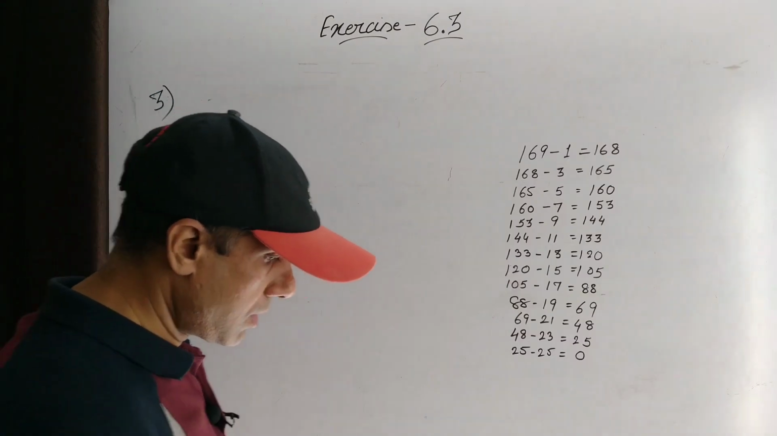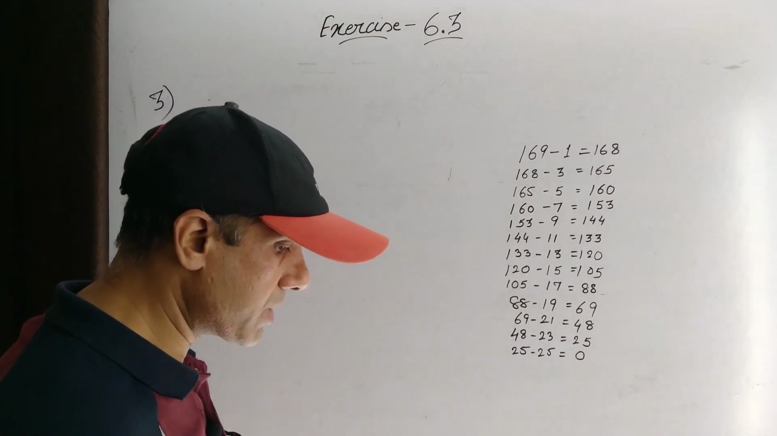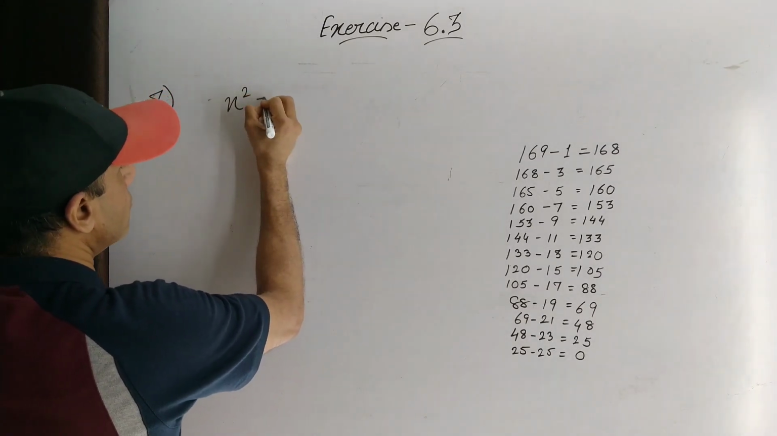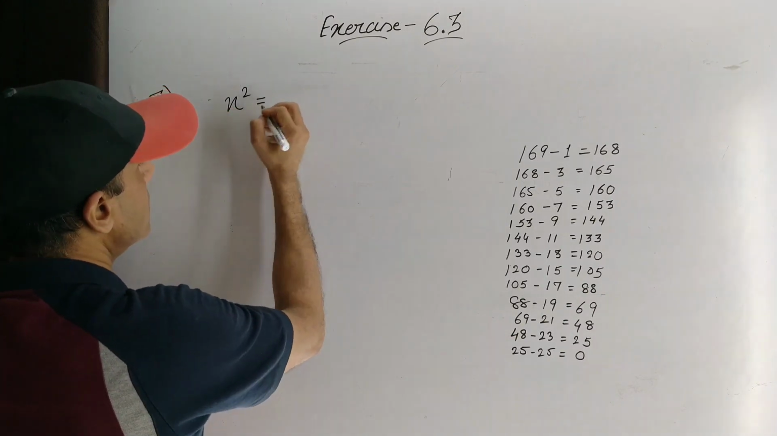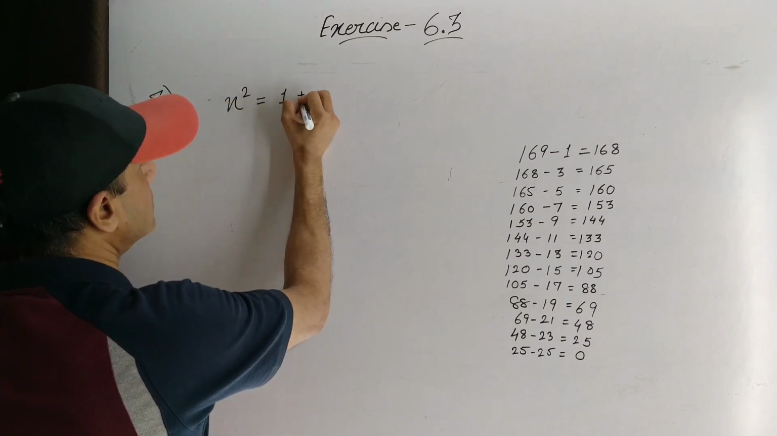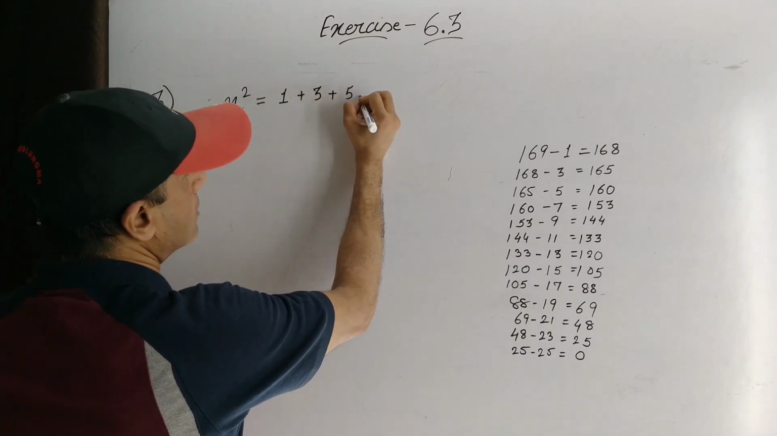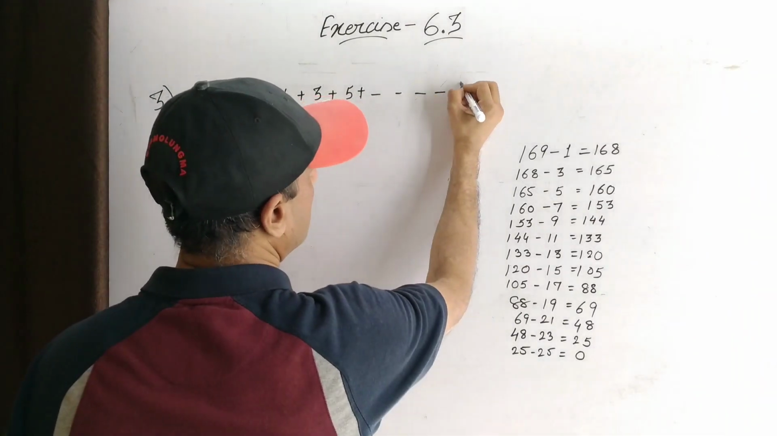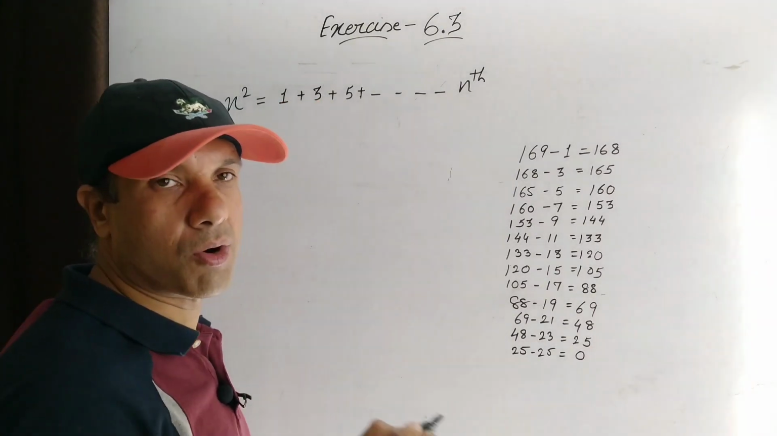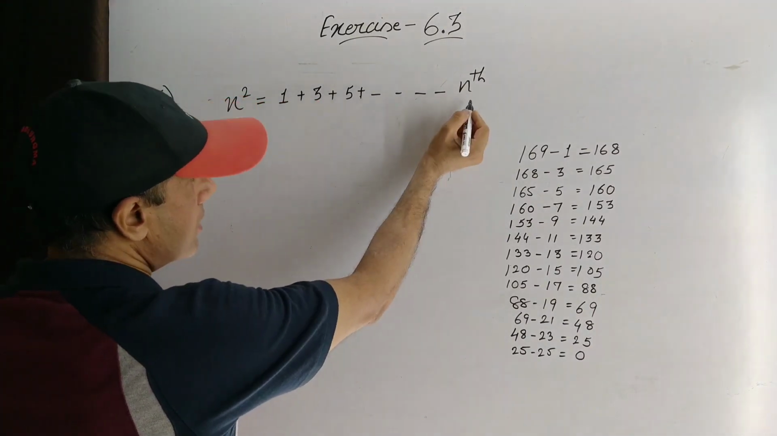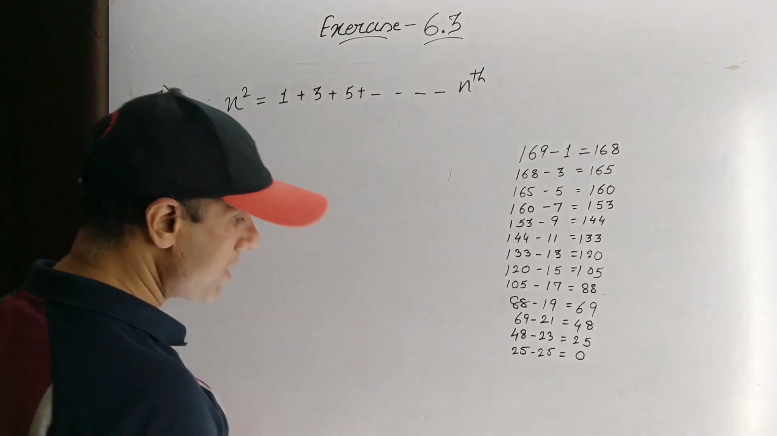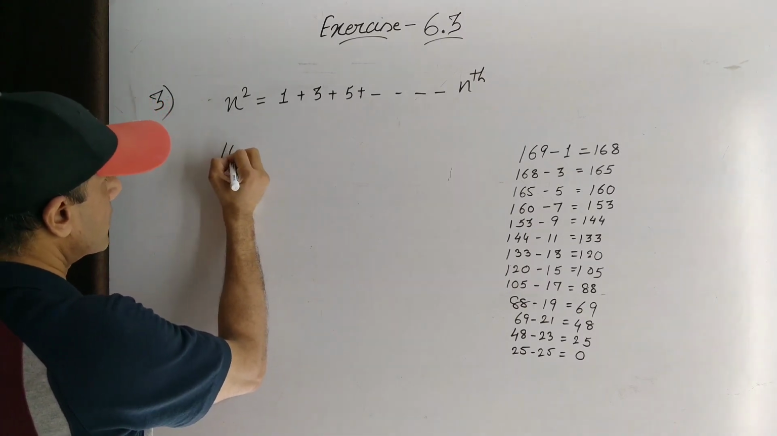Question number 3. Find the square roots of 100 and 169 by the method of repeated subtraction. We have already learned that if n is a natural number, then n square is equal to the sum of the first n odd natural numbers: 1 plus 3 plus 5 and so on till the nth number. So when you add from 1 to the nth odd number, we get n square. In this case we have n square as 100.